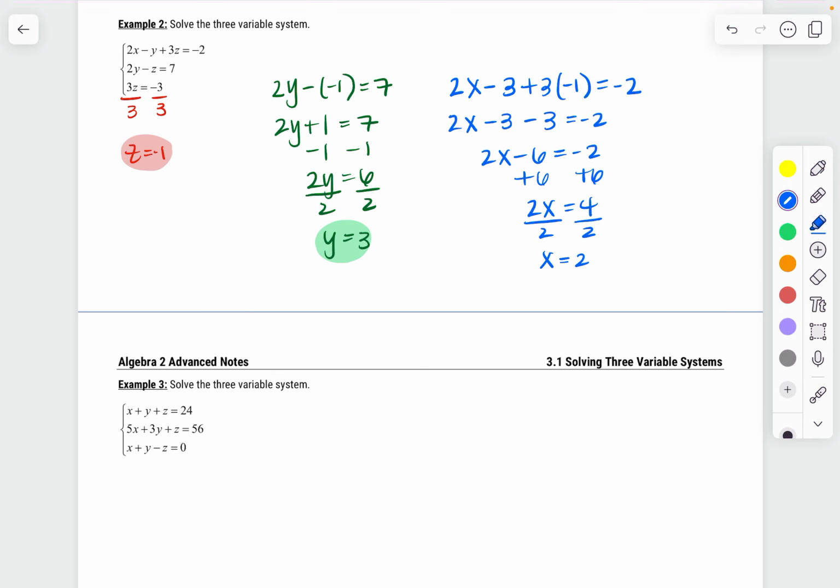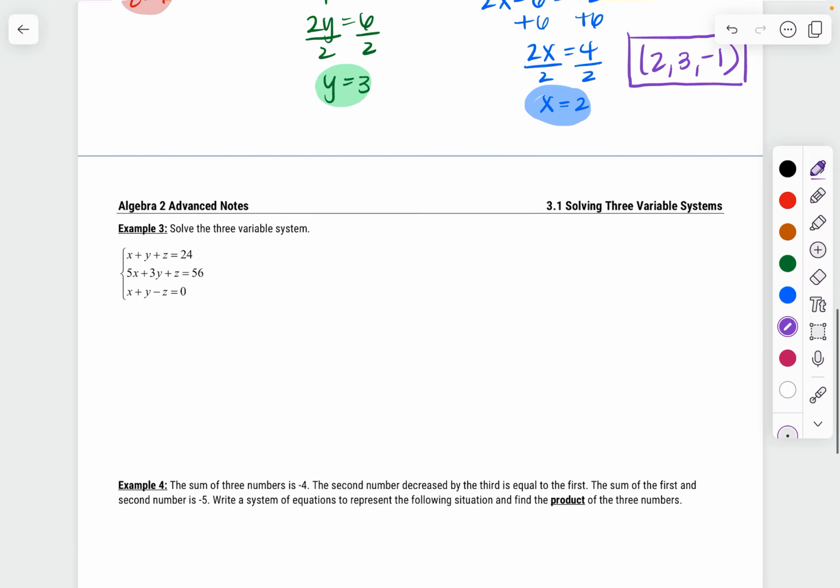So I have all 3 things that I need. All I have to do is come in and take my 3 values and write them as an ordered triplet. So 2, 3, -1. Now, both of these methods utilize substitution. Let's go ahead and talk about what this would look like if we were going to do substitution where you're not necessarily solving from the bottom to the top.